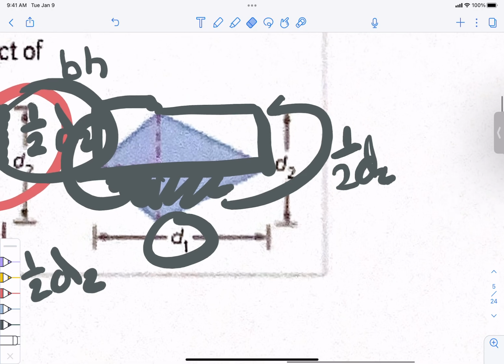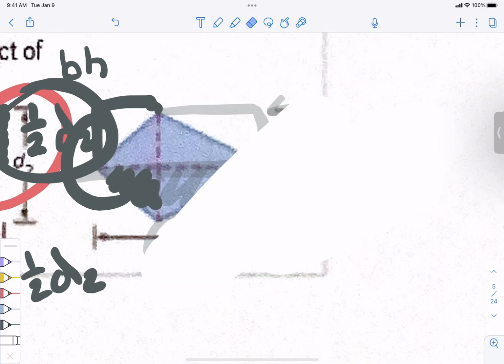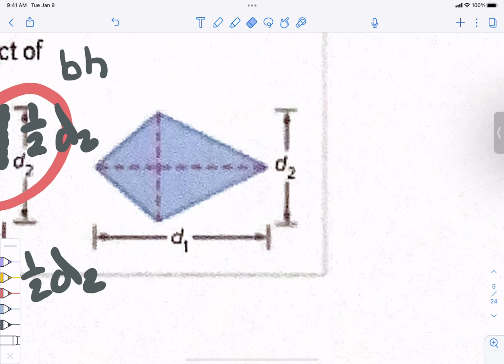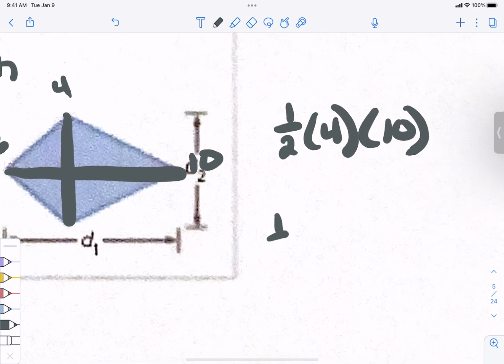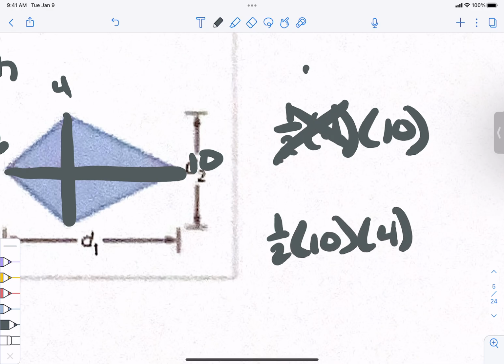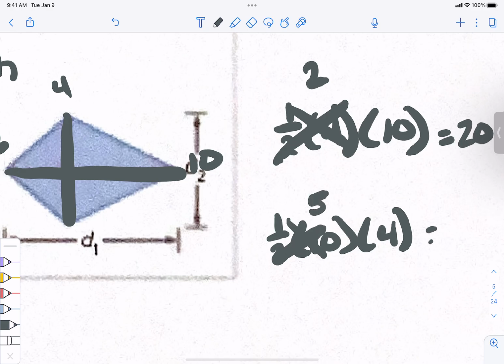Okay, now, Luke this morning asked, does it matter which one you take half of? And I said, okay, let's do this. Let's say that this diagonal is 4 and this diagonal is 10, right? Let's do it. 1/2 of 4 times 10 versus 1/2 of 10 times 4. Okay, what's half of 4? 2. 2 times 10 is 20. What's half of 10? 5 times 4 is? It doesn't matter which one you do half of.